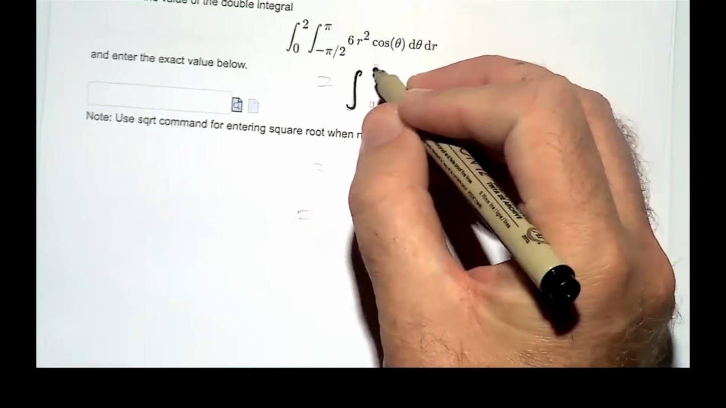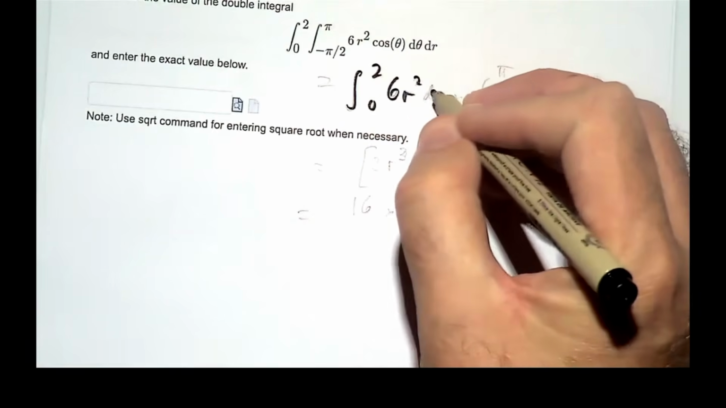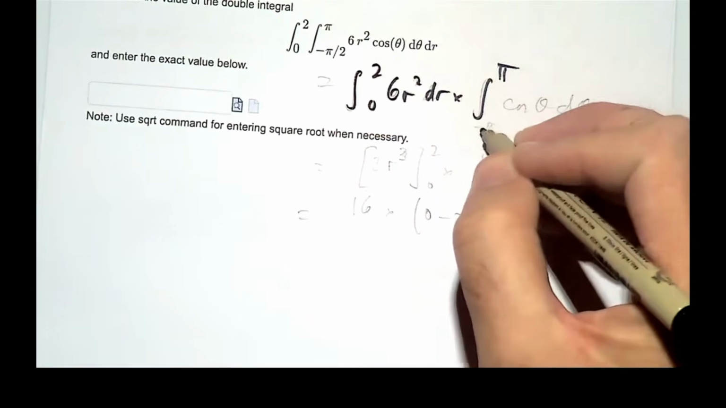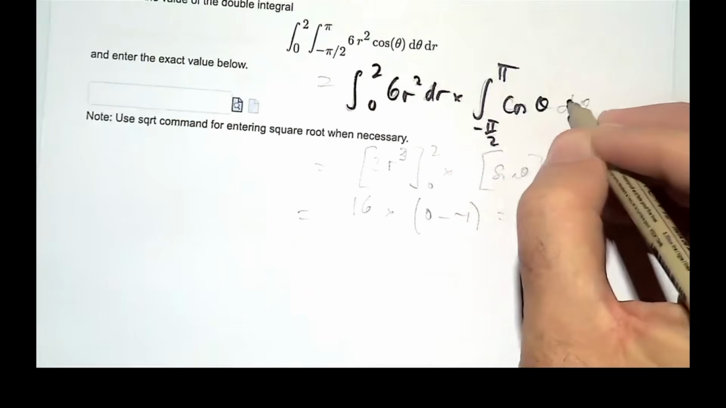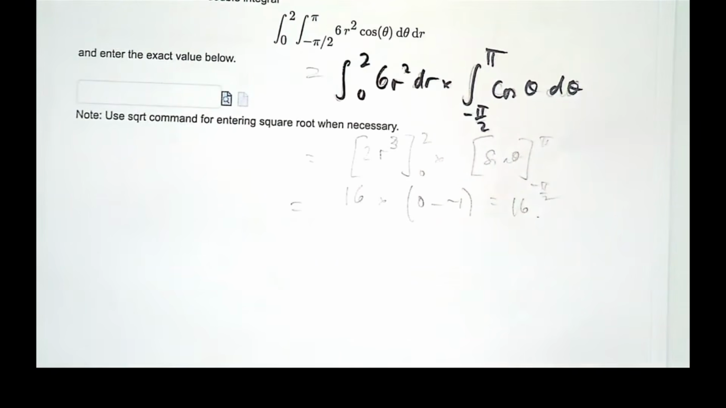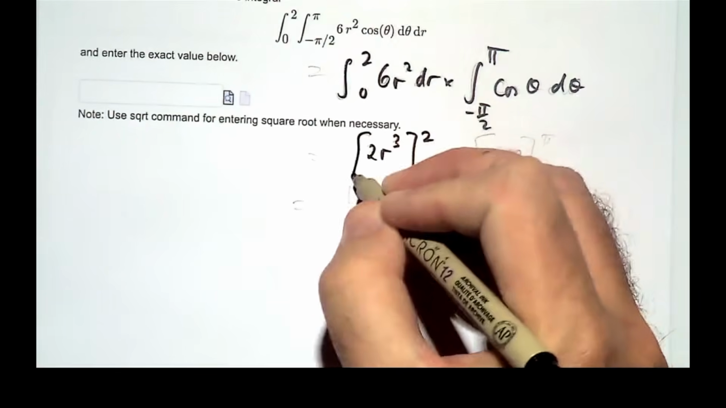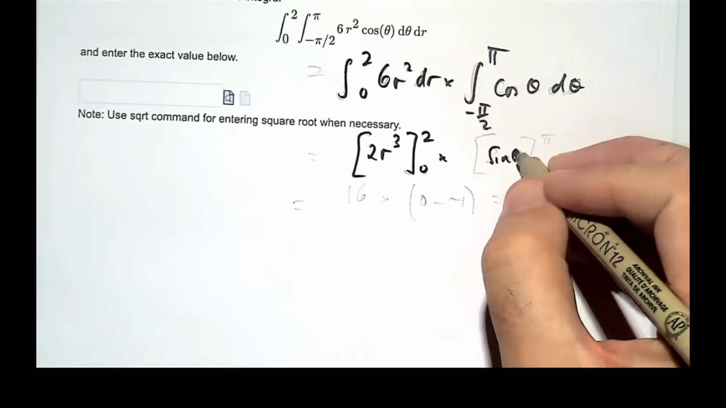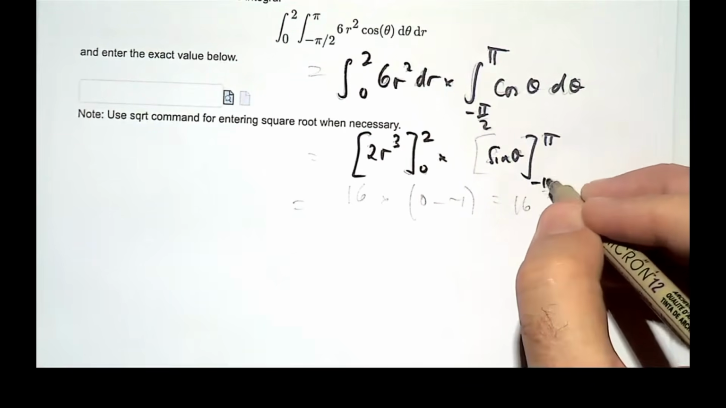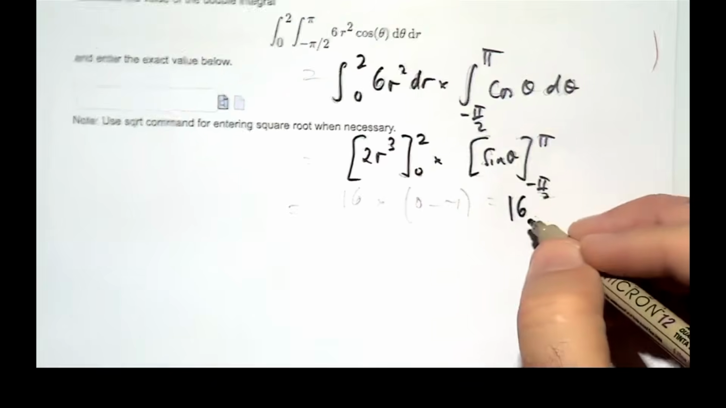So I've broken this up like that. You don't have to do that. You don't even have to draw a picture unless you're asked to. And let's be honest, you won't get that in Mobius. So, integrate this to get r cubed. Integrate cosine to get sine. And simplify 16.